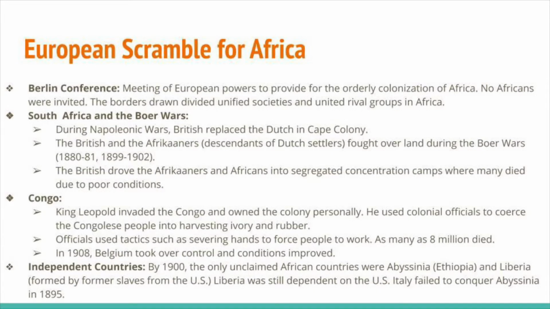By 1900, the only unclaimed African countries were Abyssinia, which is present-day Ethiopia, and Liberia, which was formed by former slaves from the U.S. Liberia, however, was still dependent on the U.S. Italy tried and failed to conquer Abyssinia in 1895.